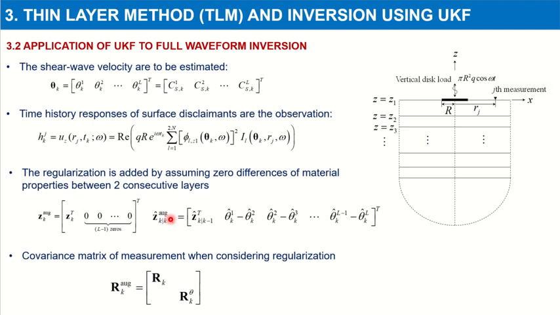The regularization is added so that we assume zero difference between the material properties of two consecutive layers, and corresponding to this measurement, we have the measurement covariance matrix R as follows.